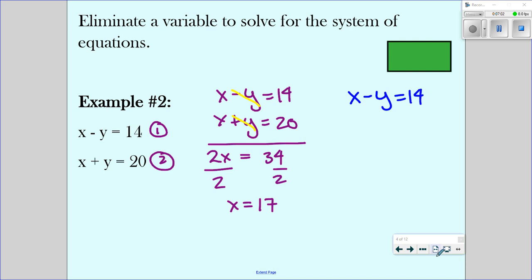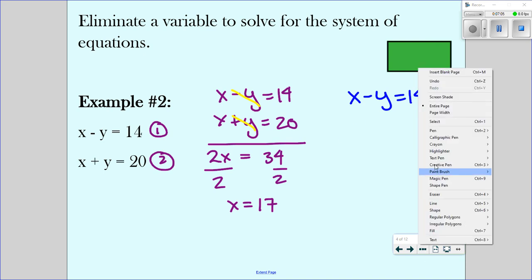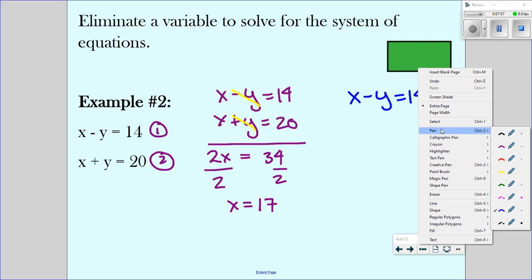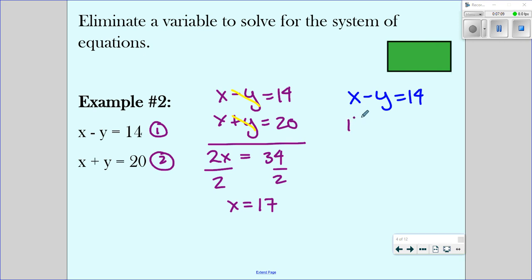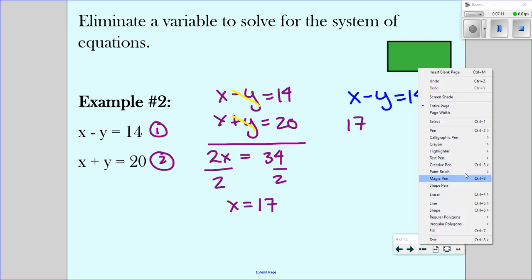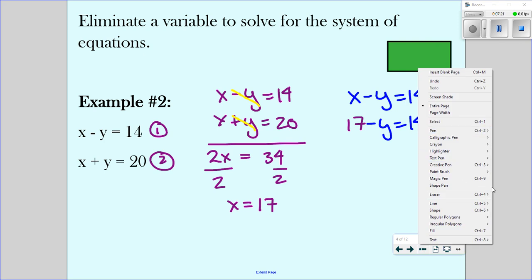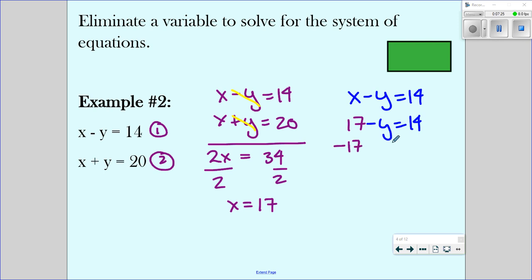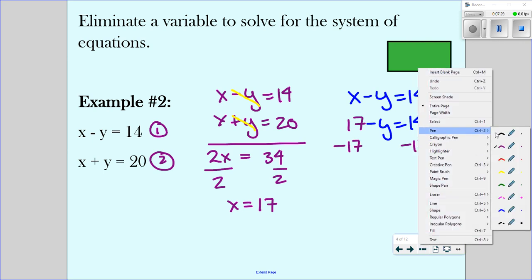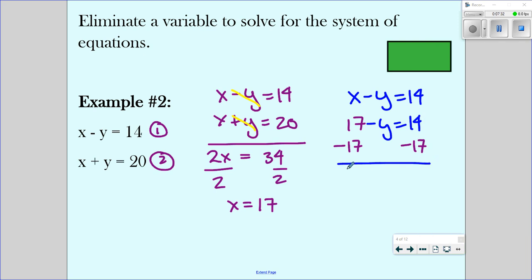And then I'm going to plug in 17 wherever I have an x. So I'll put that in purple to show that this has been substituted based on what I found. And then I'll solve for y. So then I'm going to subtract 17 on both sides. And then continue to solve for y.